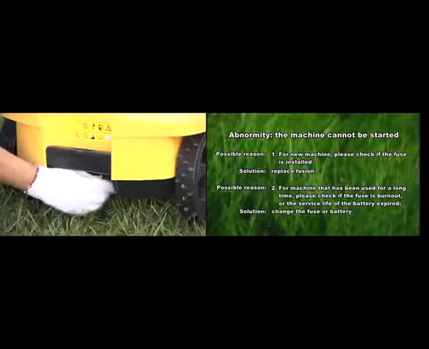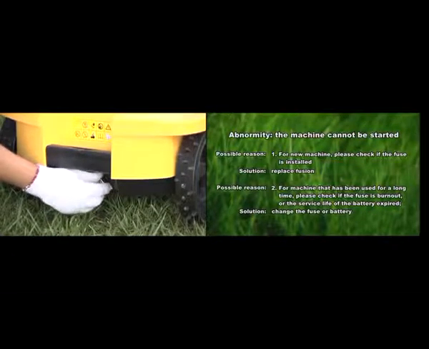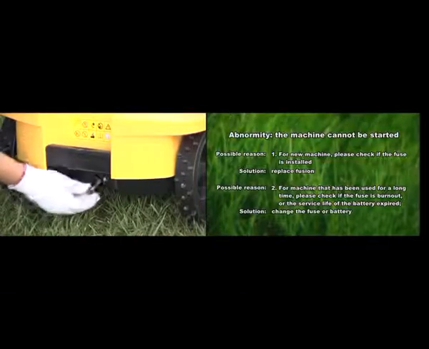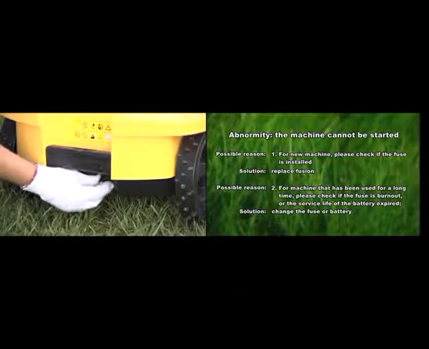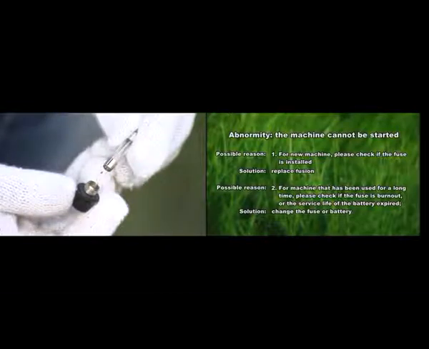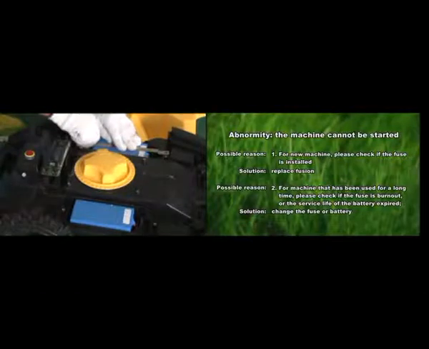Abnormality: the machine cannot be started. Possible reasons: 1. For a new machine, please check if the fuse is installed. Solution: install fuse. 2. For a machine that has been used for a long time, please check if the fuse is blown out or the service life of the battery expired. Solution: change the fuse or battery.